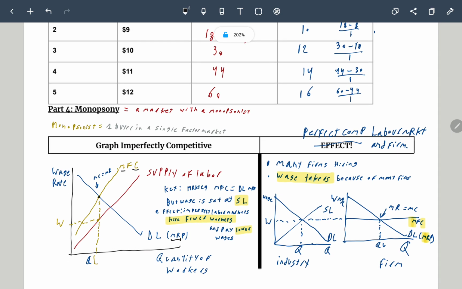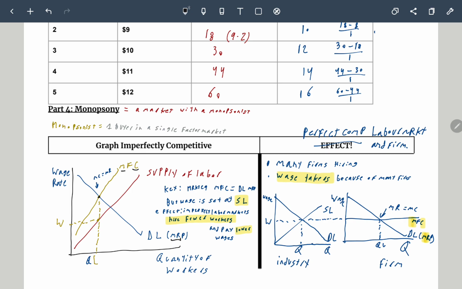Now we have a perfectly competitive labor market and firm. We have many firms hiring. They are wage takers, meaning they will take any wage that's coming at them. And the industry graph is just the same: wage to quantity, downward sloping demand of labor, and upward sloping supply of labor. And you have your price here.